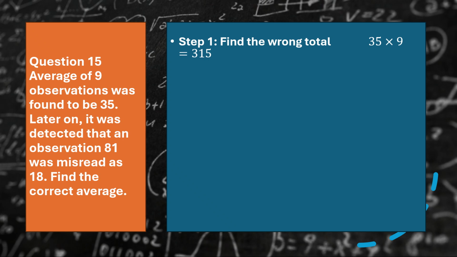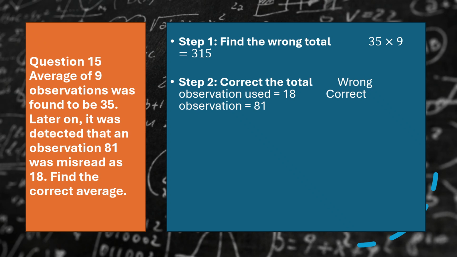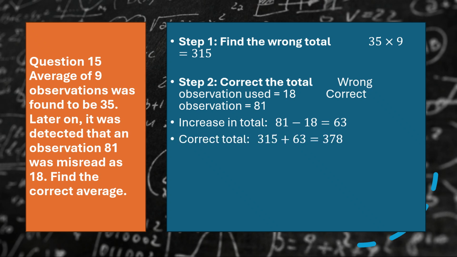So, that is which is given, 35 into 9, which is 315. Because later it was detected that an observation 81 was misread as 18. So, correct the total observation. Now, I need to correct the total. So, wrong observation used is what? 18. What is the correct observation? It was 81. So, what will be the increase in total? 81 minus 18, which will give you 63.